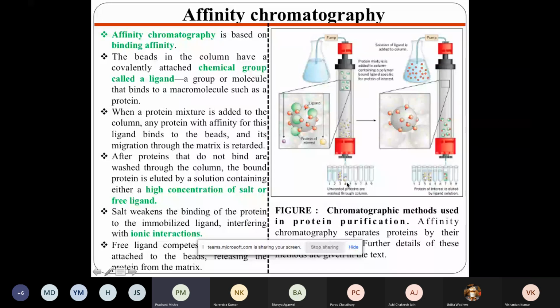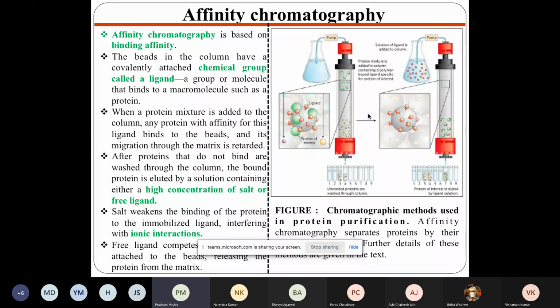Then the question comes: what I have done is allow the ligand and protein to interact, and thereby the protein is binding here. How can we separate them? The separation can be done either using salt concentration, or you can use free ligand.